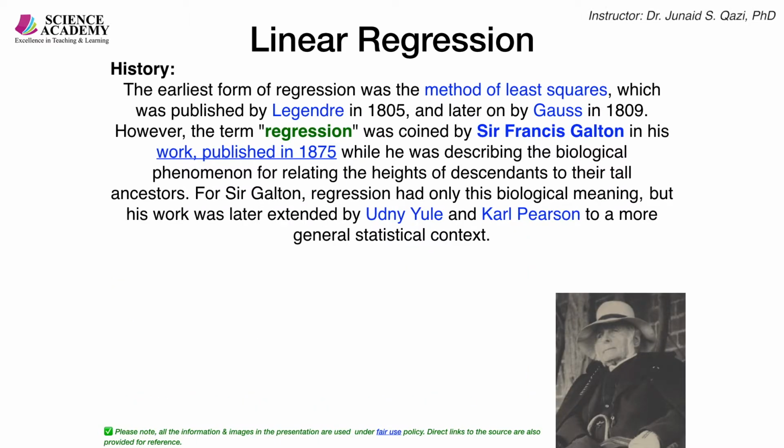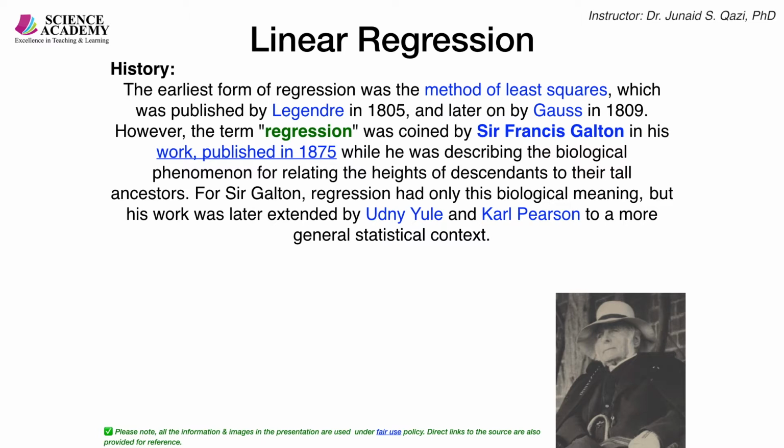It's always a good idea to know the history of something we are going to learn about. I hope many of you are already familiar with the method of least squares, which was published by Legendre in 1805 and later on by Gauss in 1809. However, the term regression was first coined by Sir Francis Galton in his published work in 1875.